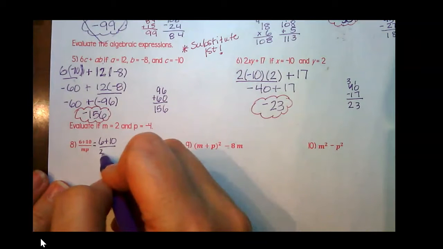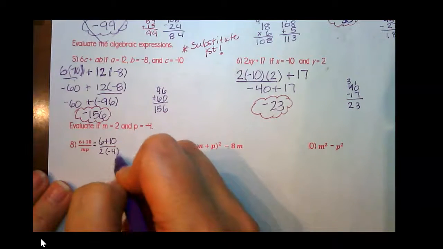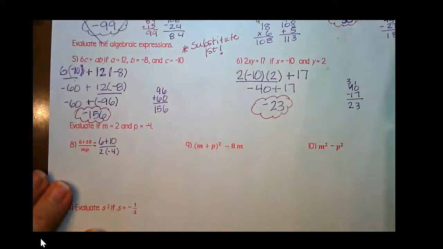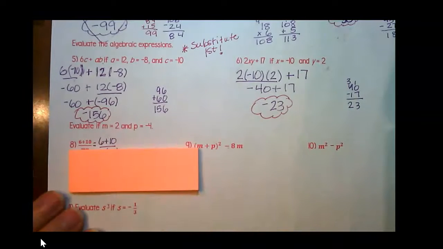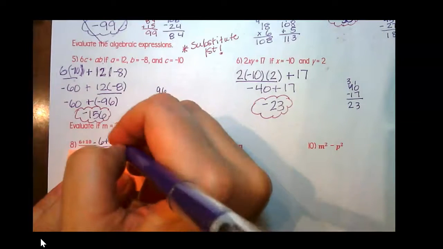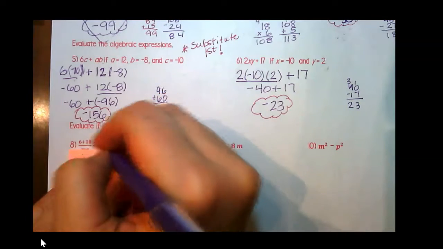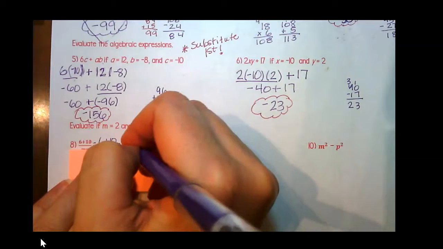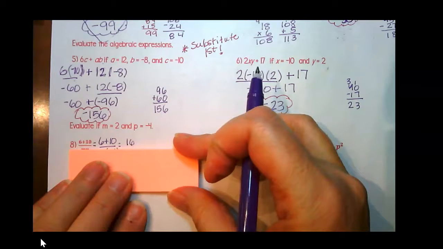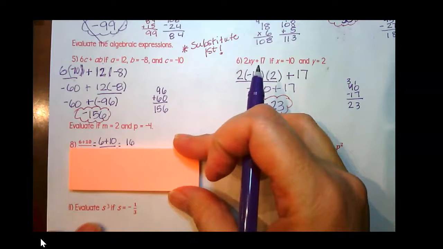M is 2, P is negative 4. Okay? And it doesn't matter which problem you do first. I generally like to do the numerator first because it's on top. So that would be 6 plus 10 is 16. If you wanted to do the denominator first, that's not a problem either. Go ahead and do it.